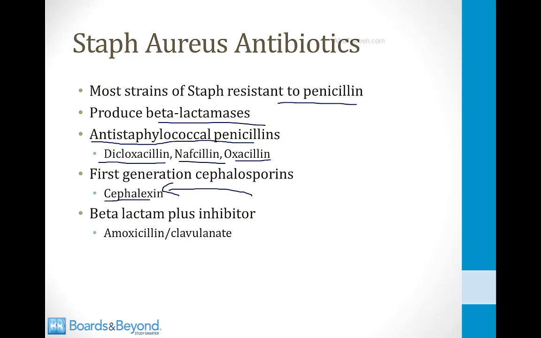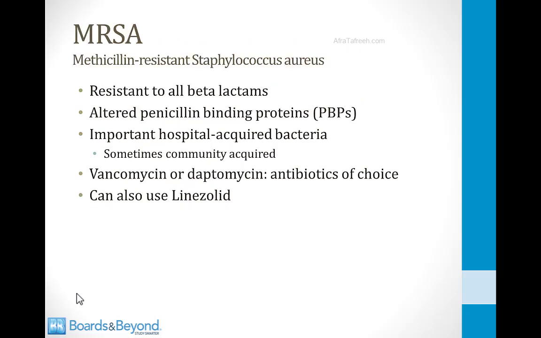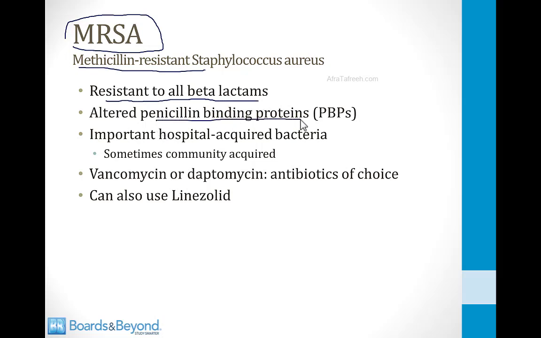And then finally, you can administer certain beta-lactam antibiotics plus an inhibitor of beta-lactamases. For example, amoxicillin is a beta-lactam antibiotic, and you add the beta-lactamase inhibitor clavulanate, and then the drug will work to cover Staph aureus. There are strains of Staph aureus called methicillin-resistant Staph aureus, or MRSA, and these are very dangerous infections. These versions of the bacteria are resistant to all beta-lactam antibiotics, because they express altered penicillin binding proteins. They're usually hospital-acquired infections, although sometimes they can be community-acquired.